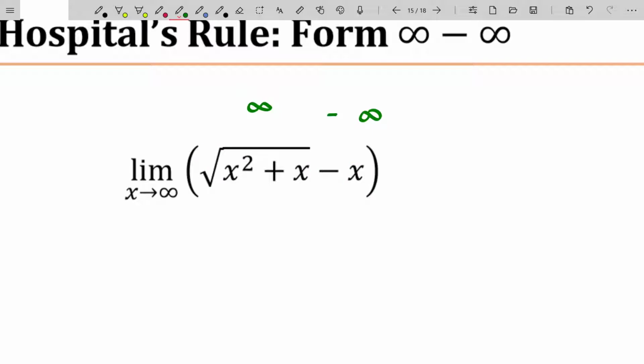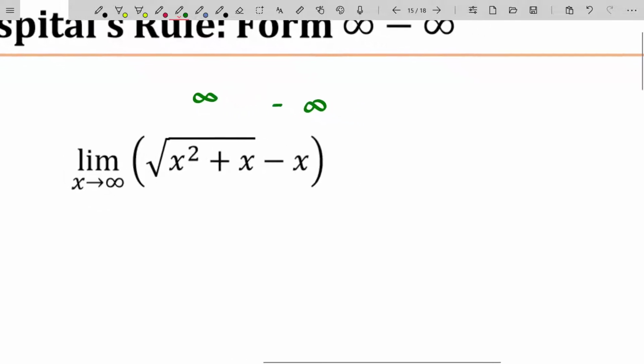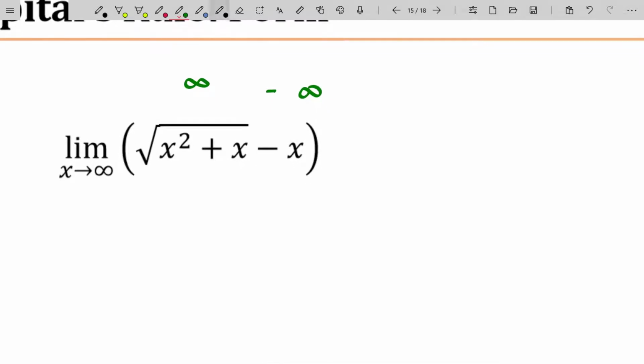I would love to say that there's a quick L'Hopital's rule funness to this, but there isn't. When you have this, you just have to go back to your previous material early on in differential calculus and multiply numerator and denominator by the conjugate. So basically, do some algebra before you do your calculus.